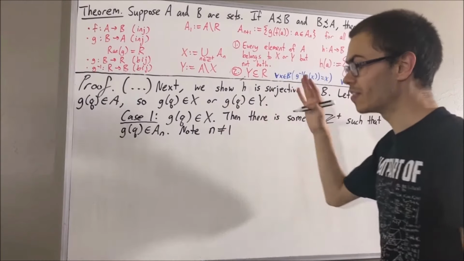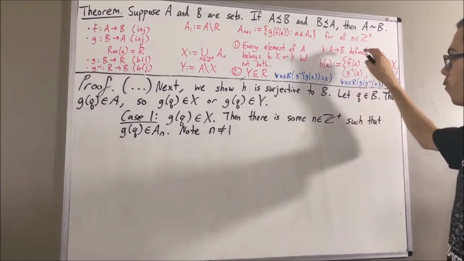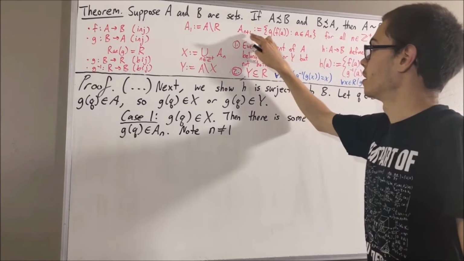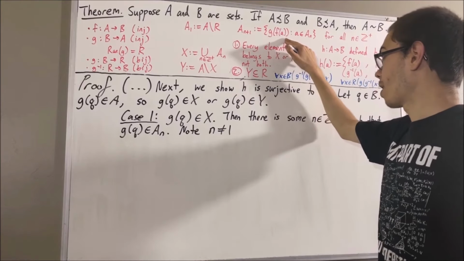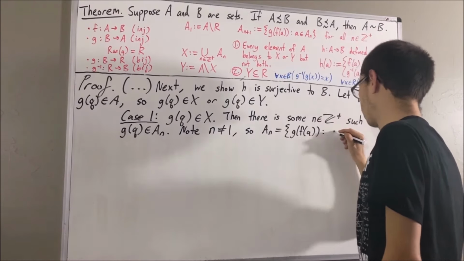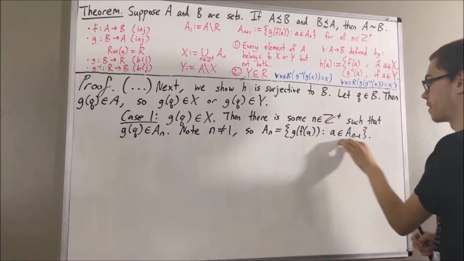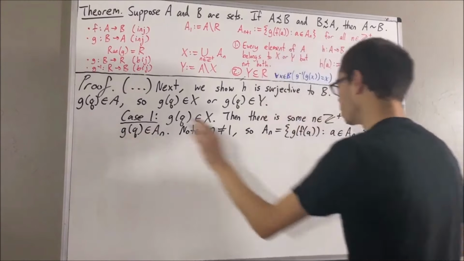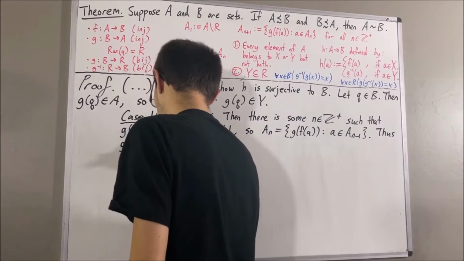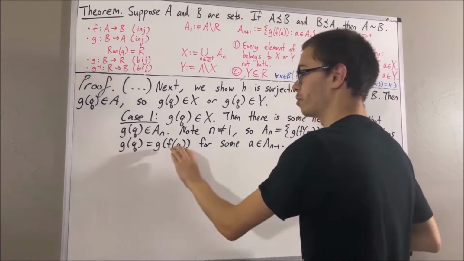And because n is not equal to 1, this tells us that n minus 1 is a positive integer. And because n minus 1 is a positive integer, if we take the n here and replace it with n minus 1, this tells us that An is equal to the set of g of f of a's, where a is an element of A n minus 1. So since g of q is an element of An, this tells us that g of q is an element of this set. So g of q is equal to g of f of a for some element a in A n minus 1. Now, since g is injective, this tells us that q is equal to f of a.